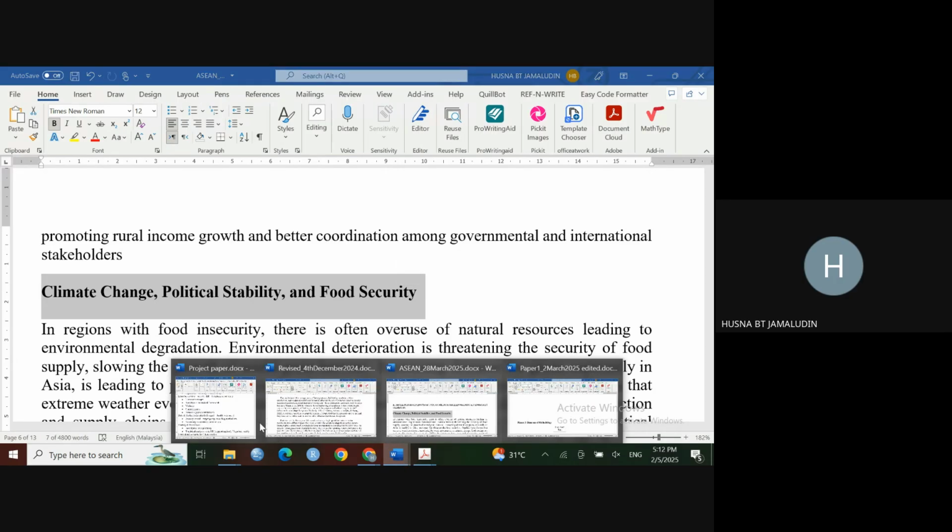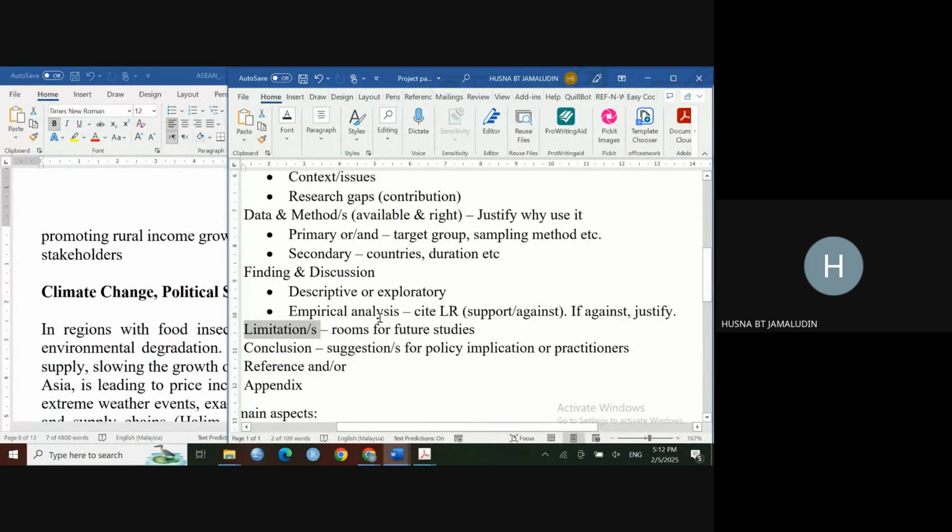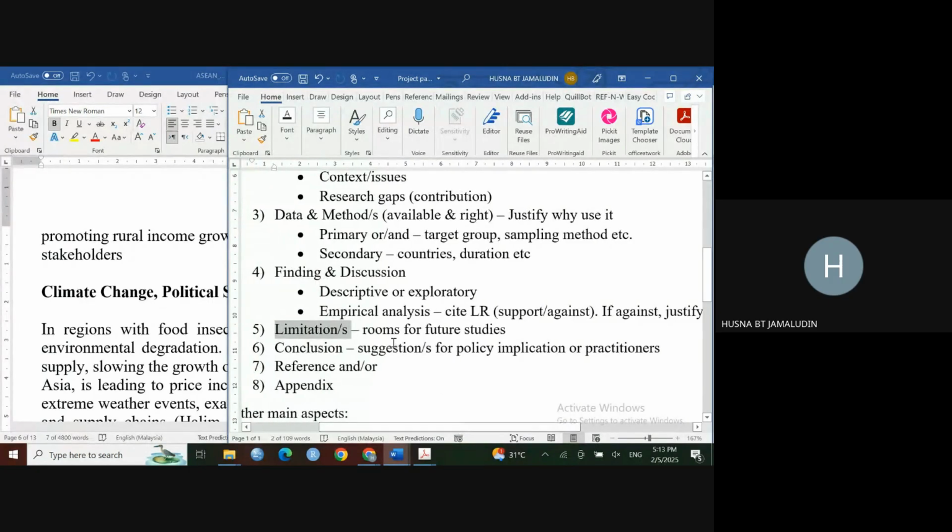Let me move forward to findings. Limitation. This is very common among you. Once you finish your findings and discussion, you conclude everything, and after the conclusion comes the reference, that's it. Limitation can be before the conclusion, or after the conclusion. It can also be a joint conclusion and limitation. You can combine them as well. But whatever it is, you have to have a limitation in your paper.